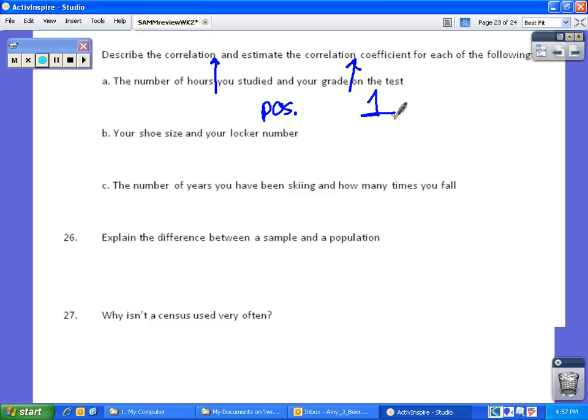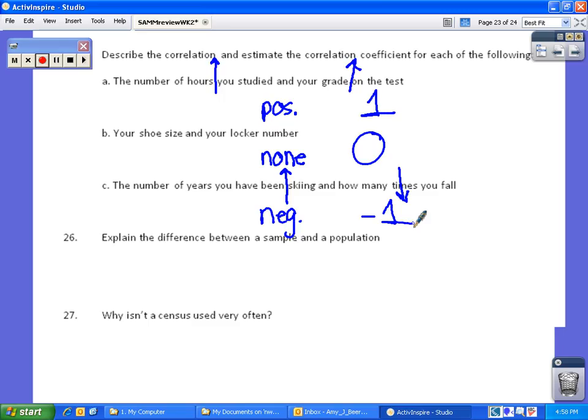Your shoe size and your locker number, well, those don't have any correlation at all, so I'd say none, correlation coefficient of 0. The number of years you have been skiing and how many times you fall, unless you're me, the number of years you have been skiing as it goes up, the number of times you fall should go down. So that would be a negative correlation. Let's estimate the correlation coefficient to be negative 1.